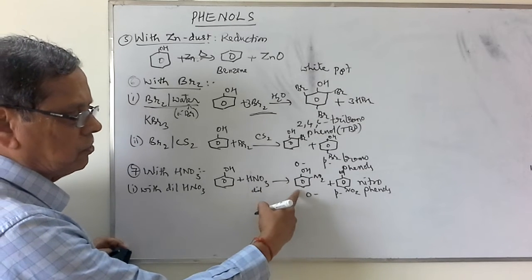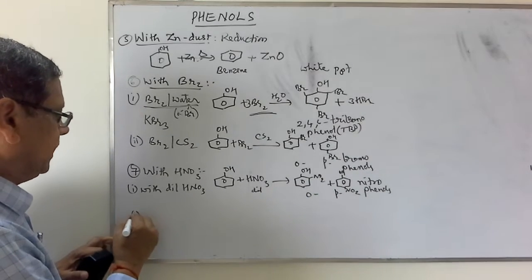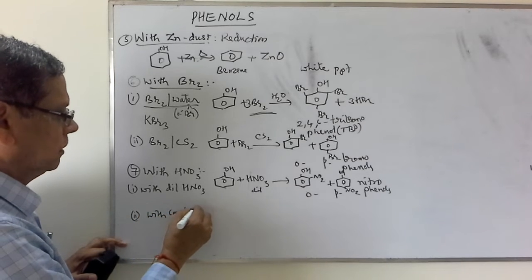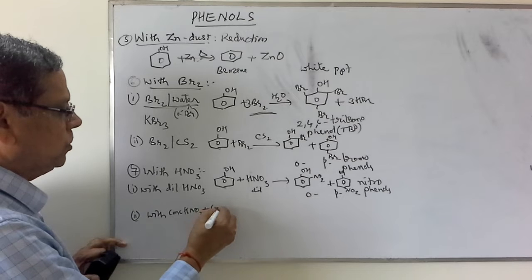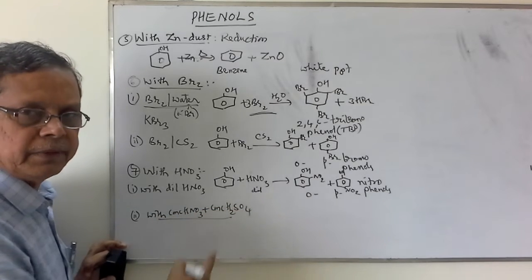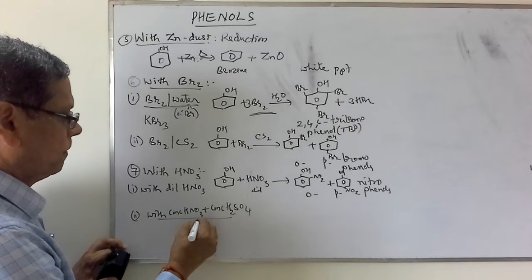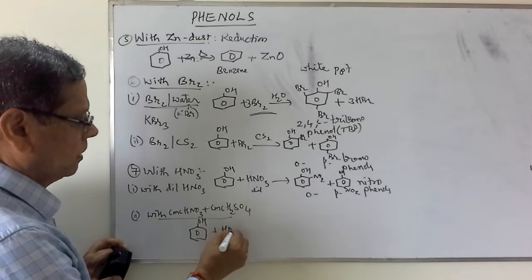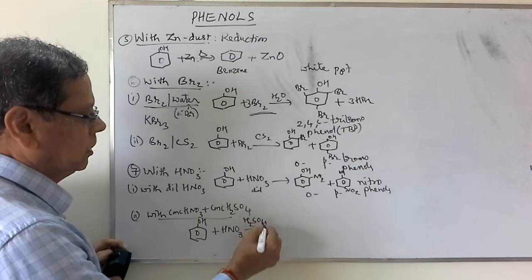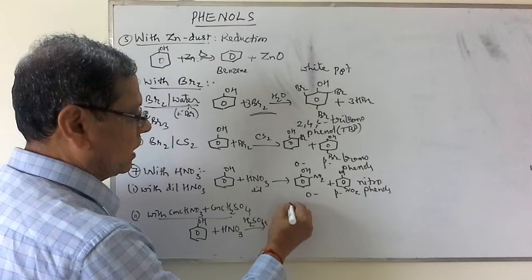Phenol reacts to give ortho-nitrophenol and para-nitrophenol. But when you take this nitrating mixture, with concentrated HNO3 and concentrated H2SO4, this mixture is named as the nitrating mixture. Phenol reacts with HNO3 in presence of concentrated H2SO4 to give rise to 2,4,6-trinitrophenol.